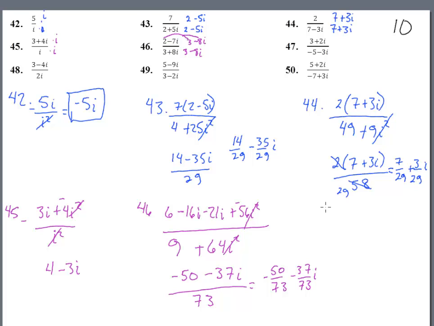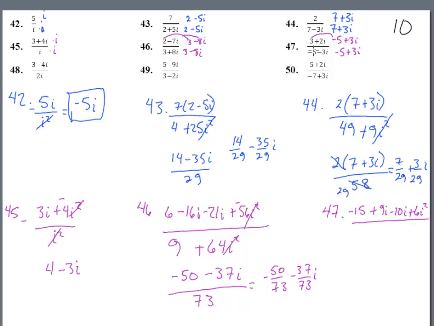And number 47. We're going to times by negative 5 plus 3i on the top and negative 5 plus 3i on the bottom. Again, we don't change both signs, just the middle one. So we get negative 15 plus 9i minus 10i and plus 6i squared.